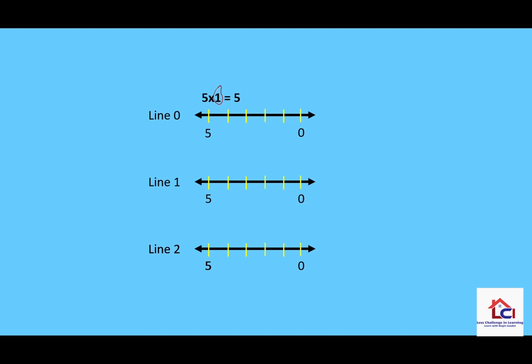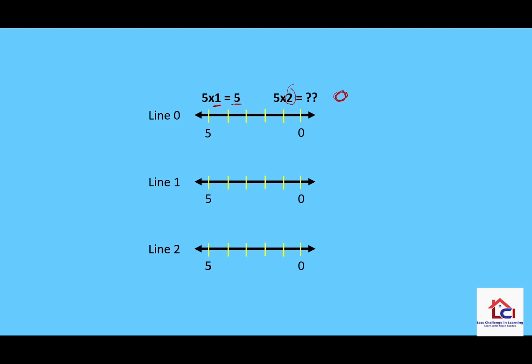Look, 5 times 1, and you know 1 is the first odd number. The answer is 5. If I try the first even number, like 2, then the answer will be with 0. So it is interesting that the first odd number has the answer with 5, and the first even number has the answer of 0.